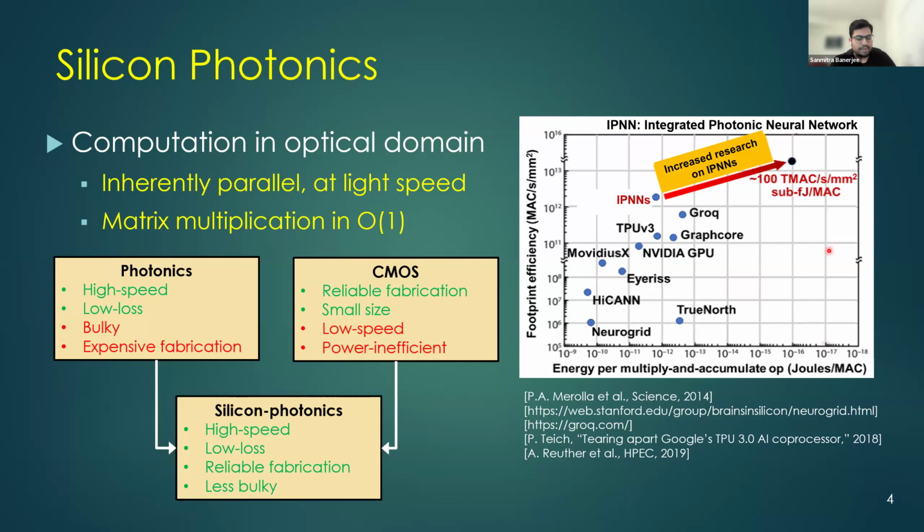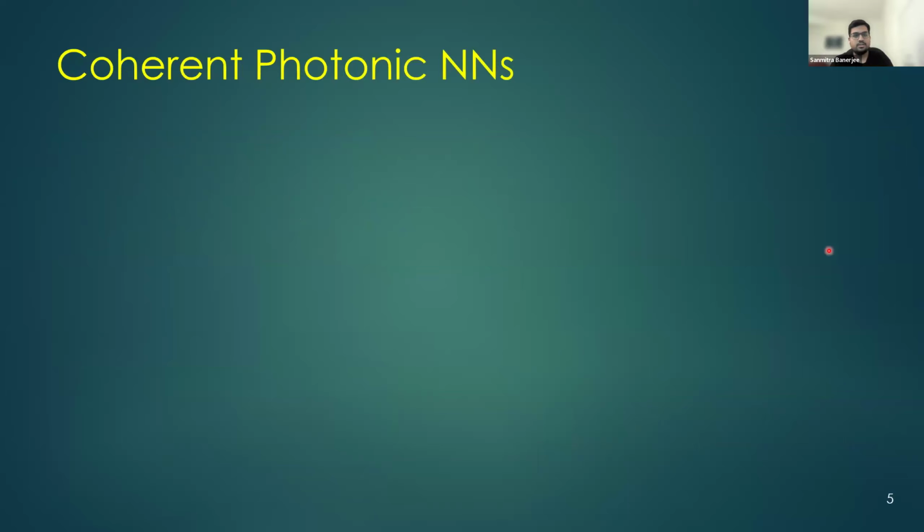There are two main domains here: coherent photonic neural networks and non-coherent photonic neural networks. In coherent photonic neural networks, we work with a single wavelength, whereas in non-coherent ones, we can work with a range of wavelengths. There are advantages and disadvantages to both. For the purpose of today's talk, I'll focus on coherent photonic neural networks, which are based on Mach-Zehnder interferometers. I'll cover all of these details soon.